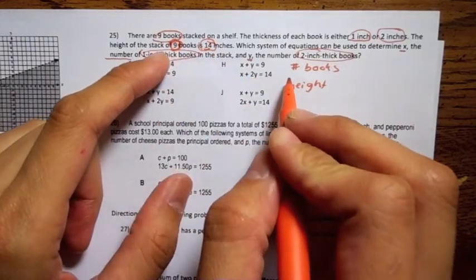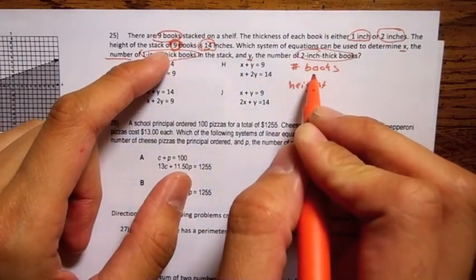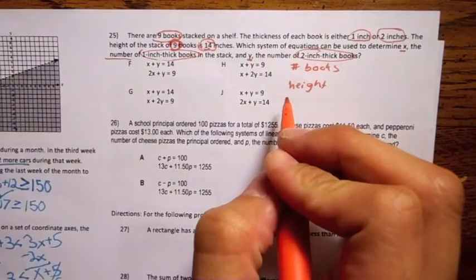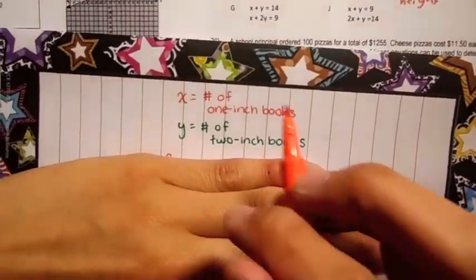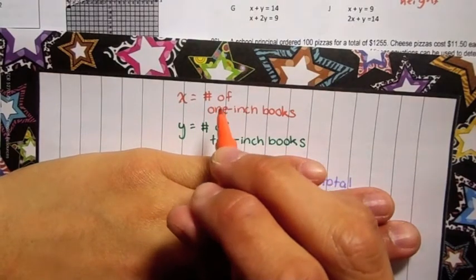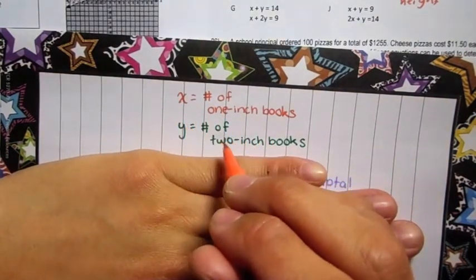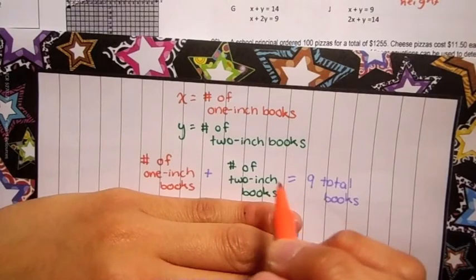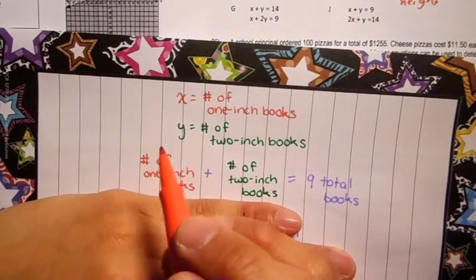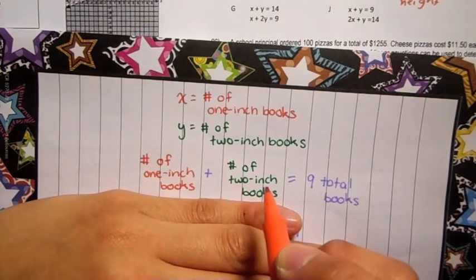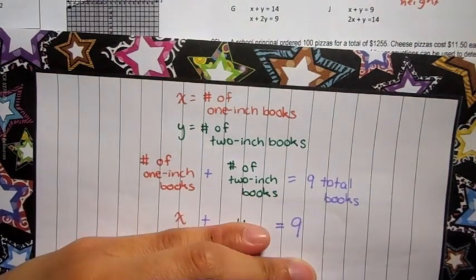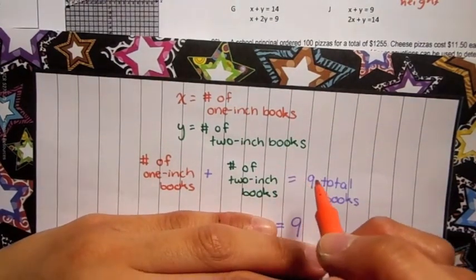9 books corresponds with the number of total books, and 14 inches corresponds with the height. So in terms of the number of books, the variables that they gave us, x represents the number of 1-inch books, and y represents the number of 2-inch books. If we have a total of 9 books, that means we take the number of 1-inch books, however many that is, plus the number of 2-inch books, however many that is, and then add it together, and you get 9.